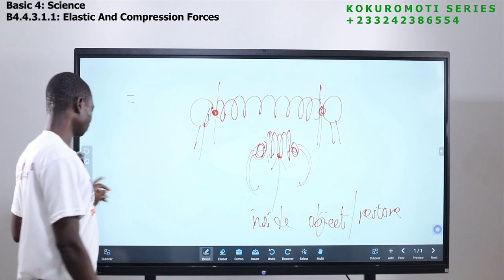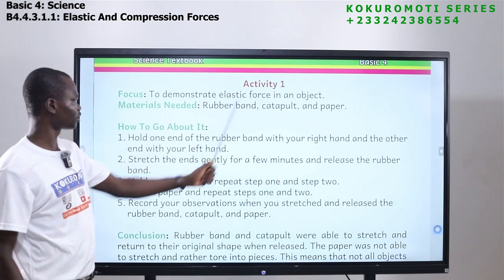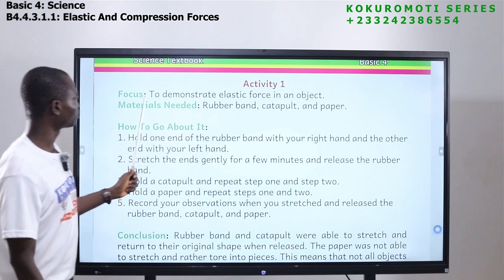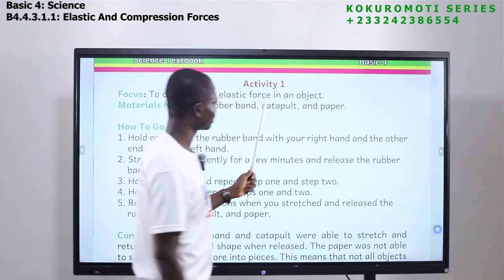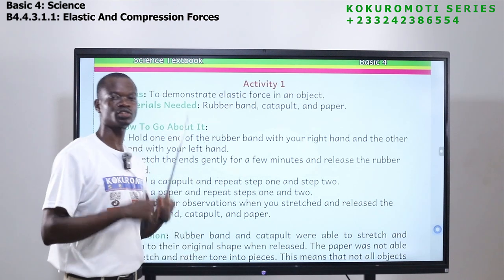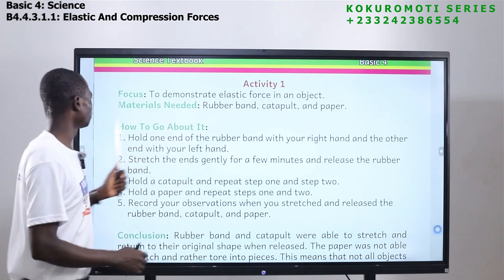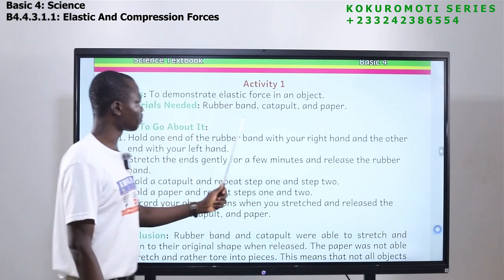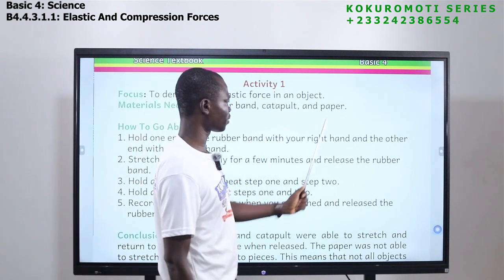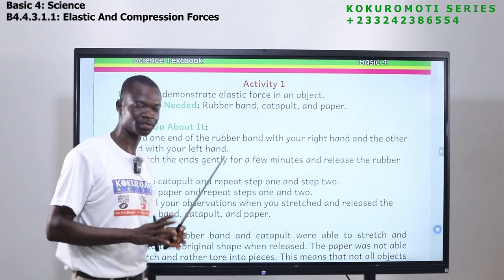Okay, so let's move on. So let's look at activity 1. Activity 1, the focus is to demonstrate elastic force in an object. So the focus of this activity is to show or demonstrate elastic force in an object. Materials needed: rubber band, catapult, and paper. So these are the 3 materials that we are going to use.